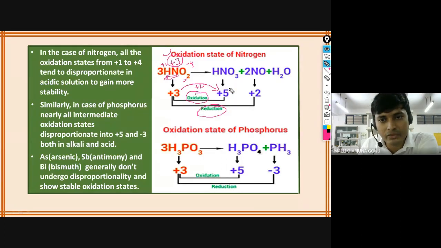How is +5 coming here? 3 into -2: the oxidation state of oxygen is -2, so the total charge from oxygen is -6. The charge on hydrogen is +1. So -6 +1 is -5. Since the total compound is neutral, the nitrogen is +5. So the oxidation state is changing to +5. That's how it is oxidation.